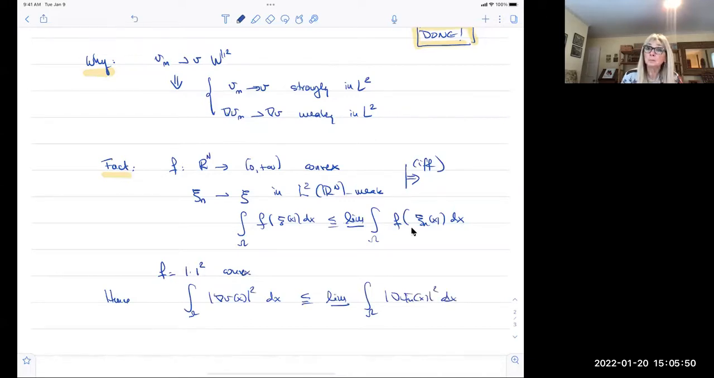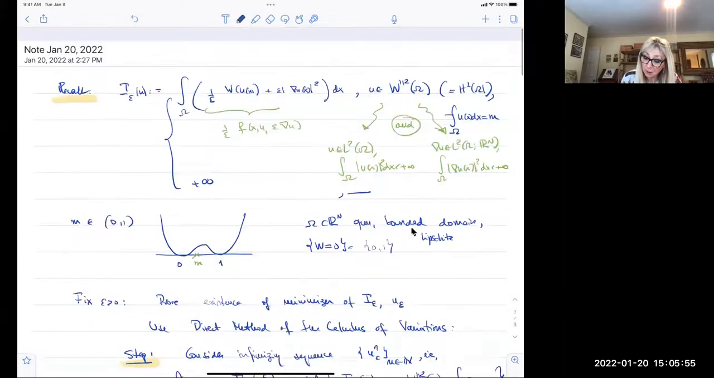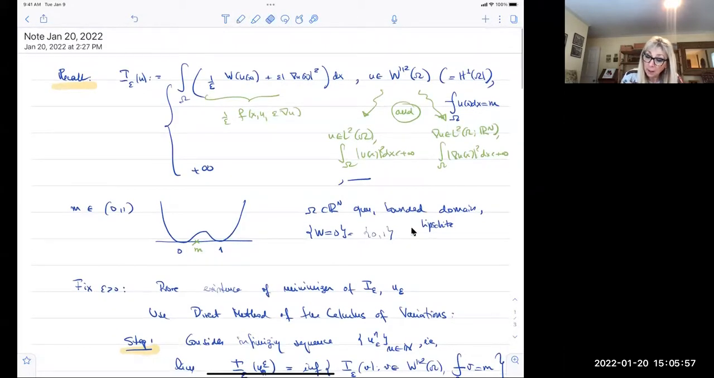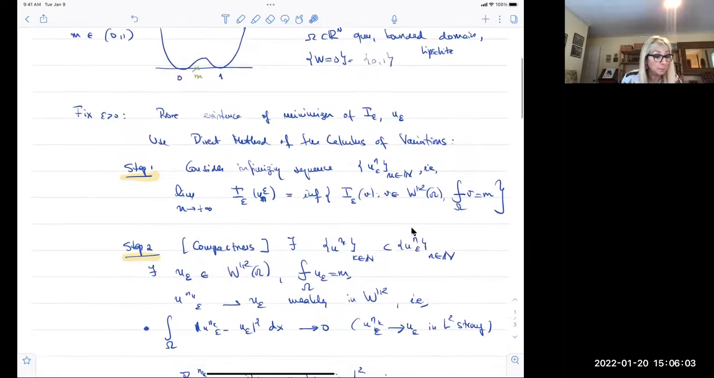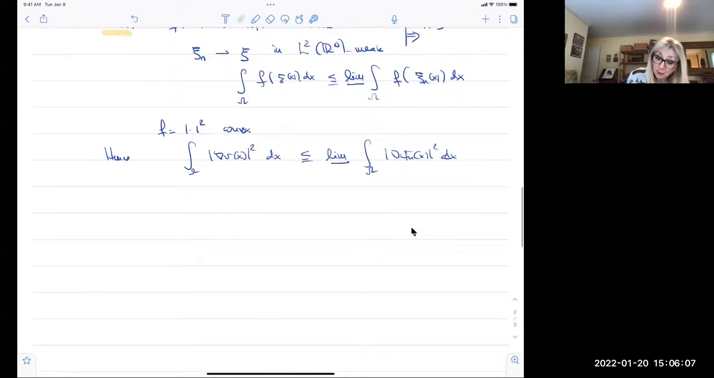Okay, that's good. But remember, our energy I_epsilon has two pieces to it, right? It has this one and it has this one. Epsilon is fixed. Epsilon is a parameter at this point, does not go anywhere. Now, on the other hand, we know that v_n converges to v in L2 strong.